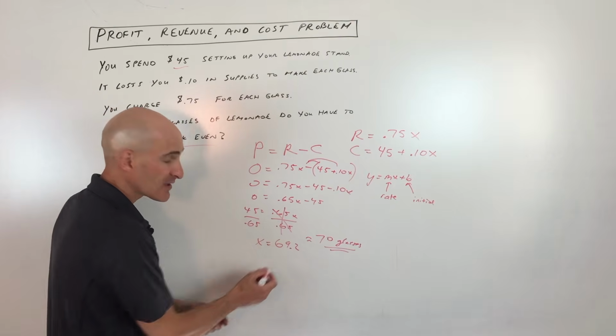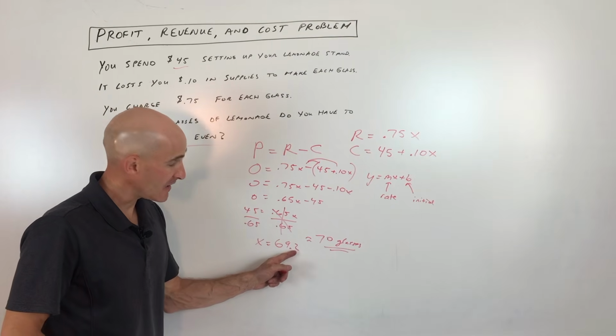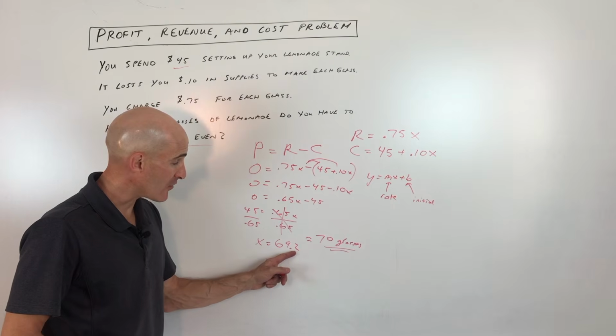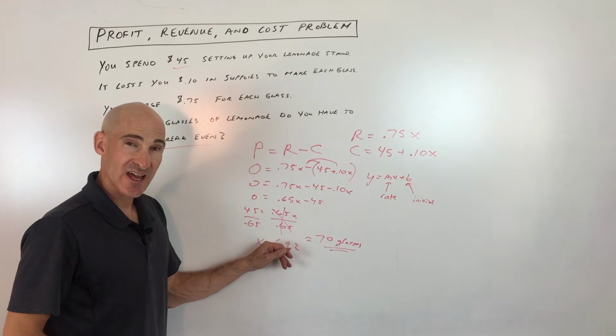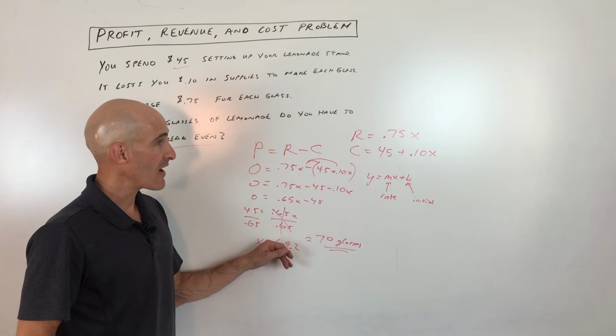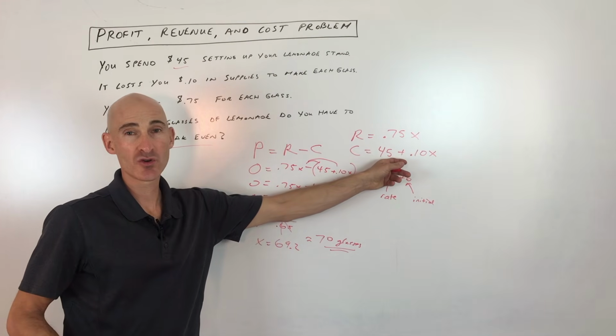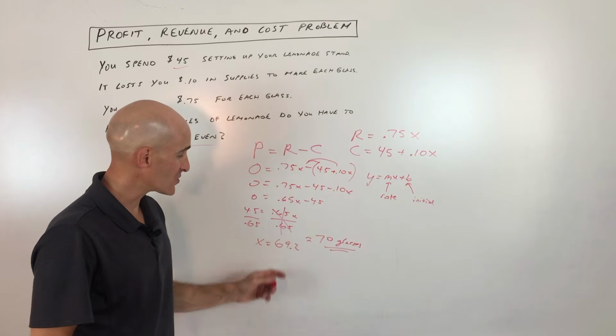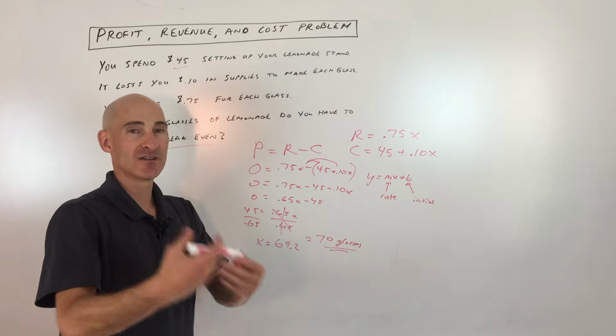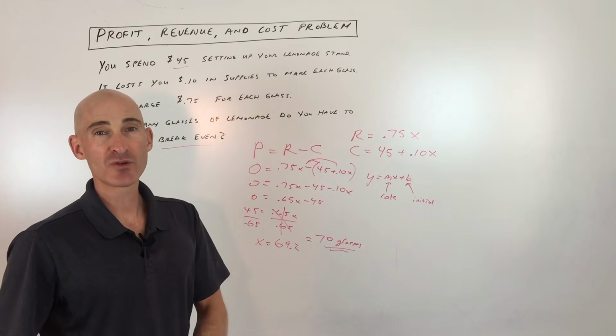Normally, students would think to themselves, this is 0.2, that's less than 5, so I would round down to 69, right? But in this case, if you only sell 69 glasses of lemonade, you actually haven't recouped that initial cost of the $45 that you had to spend to get your lemonade stand up and running. So it's going to take that 70th glass to break even and then go into profitability.